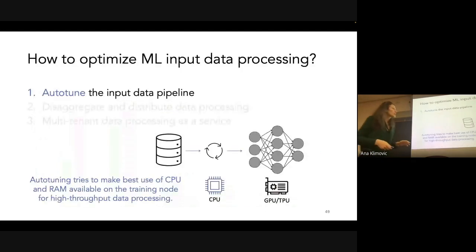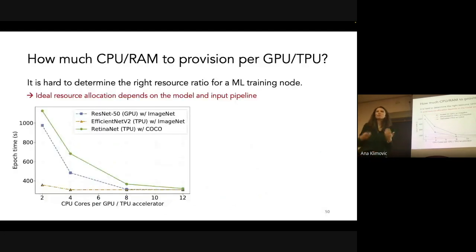But so far, what we've talked about is we've assumed we're doing the data processing on the training node, and we want to make best use of whatever cores and memory are there. But a related question is, okay, but how many cores and memory should really be there? How much should we provision on the CPU and memory side per hardware accelerator? And this really, in the end, depends on the model.